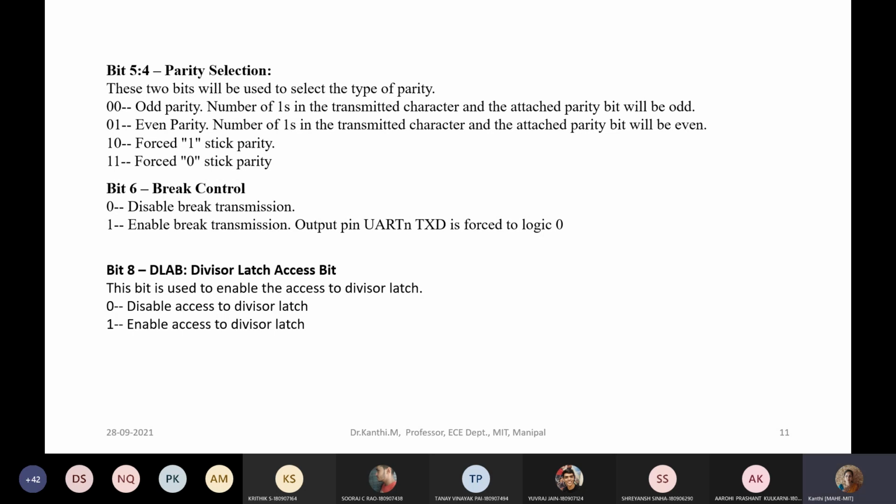Then I have the divisor latch bit. This also we are using in our program, bit 8, DLAB. This bit is used to enable access to the divisor latch. Because the clocking has to be made, you need to slow down your PLL. So this is a divisor latch bit. 0 means disable access to the divisor latch. Whenever 1, it enables access to the divisor latch.